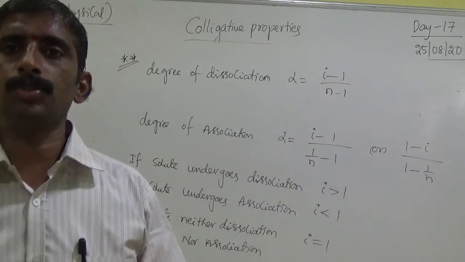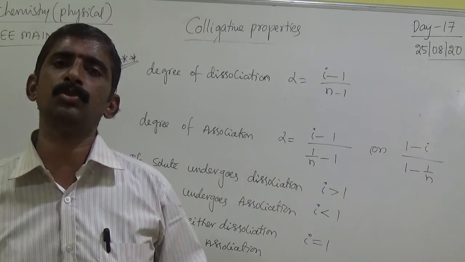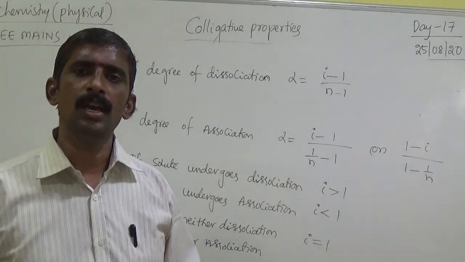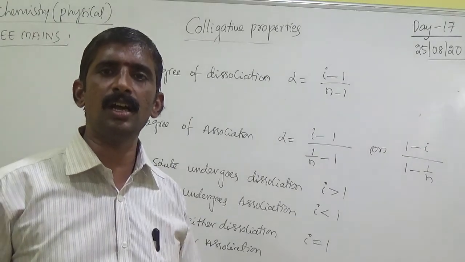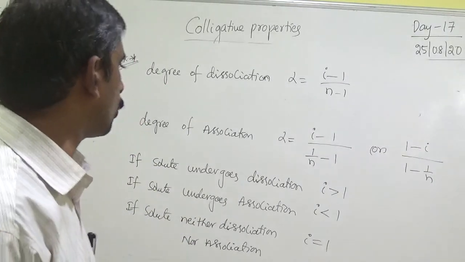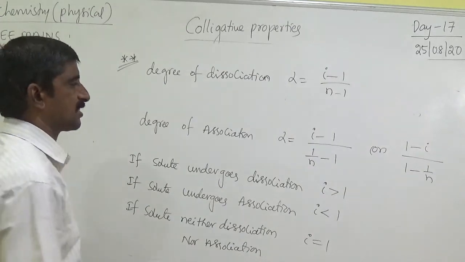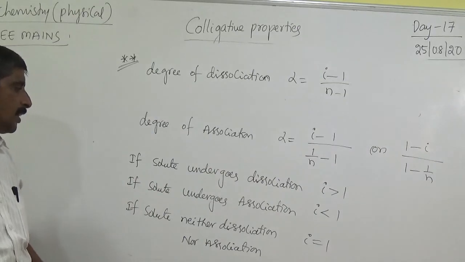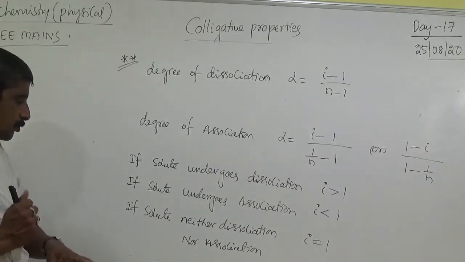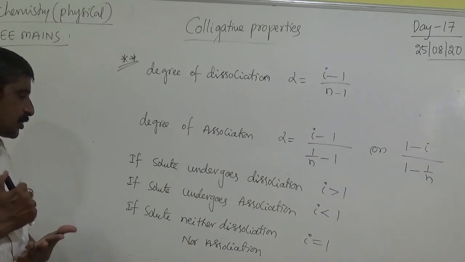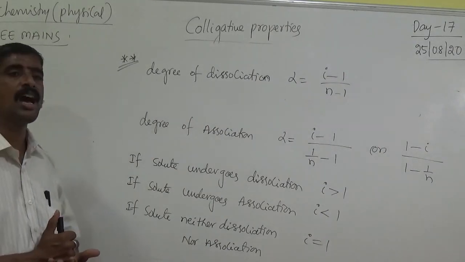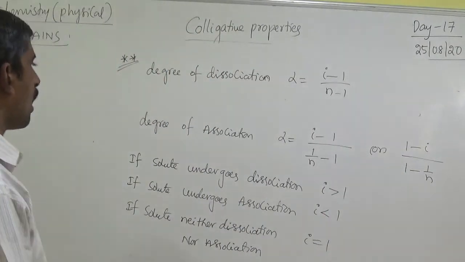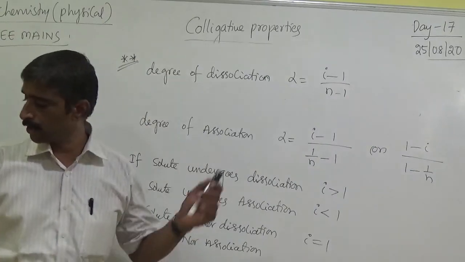So if solute undergoes dissociation, i is greater than 1, i means van't Hoff factor. If solute undergoes association, i is less than 1. If solute undergoes neither dissociation nor association, i equal to 1. So these are three cases. Okay, i greater than 1, in this case solute undergoes dissociation. If i is less than 1, solute undergoes association. If neither, i equal to 1. These are three cases.